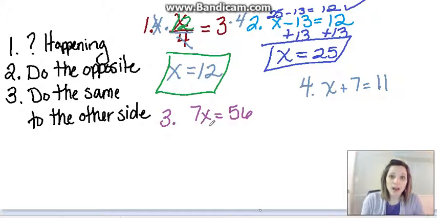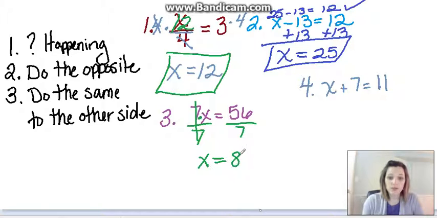And then the third one of the 4, you look at it and you say, what is happening to my variable on this side of the equal sign? You say, well, it's being multiplied. So what are you going to do? You're going to do the opposite. So you're going to divide, and that cancels out to be 1x, which is what you wanted. And then you divide this side by 7 as well, and you get 56 divided by 7 is 8. And you check, is 7 times 8 going to give you 56?